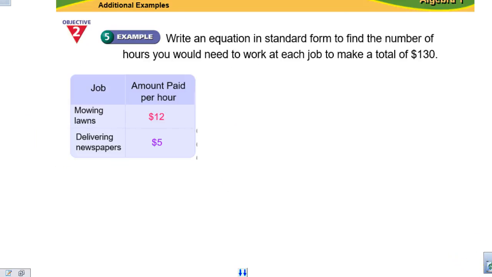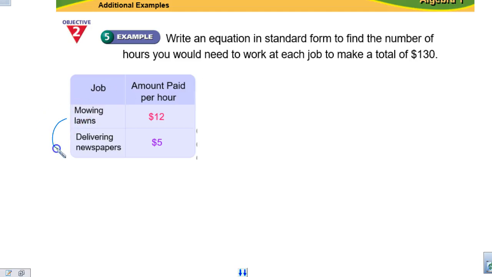And we're going to do a couple of word problems here. So example 5 tells us to write an equation in standard form to find the number of hours you would need to work at each job to make a total of $130. So what we've got here in our table is 2 different jobs. We can mow lawns, and if we mow lawns, we make $12 per hour. And we also have another job delivering newspapers, and when we deliver newspapers, we make $5 per hour. And we want to figure out what combination of hours would allow us to make a total of $130.